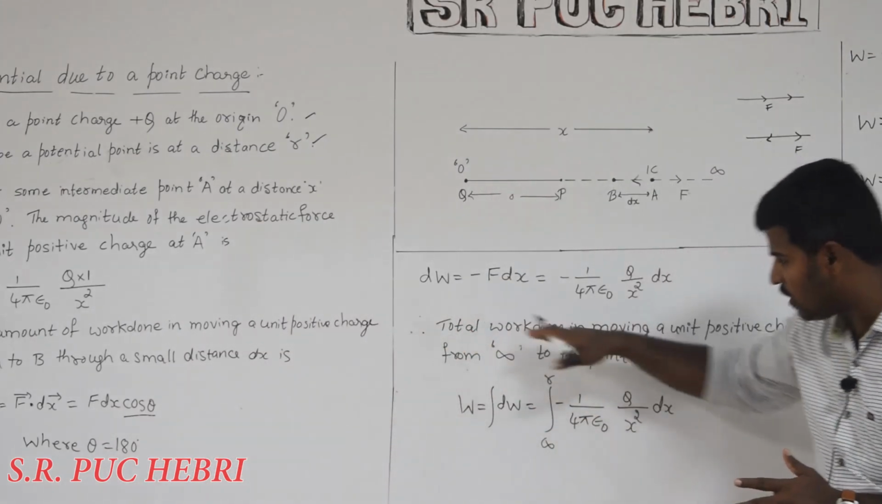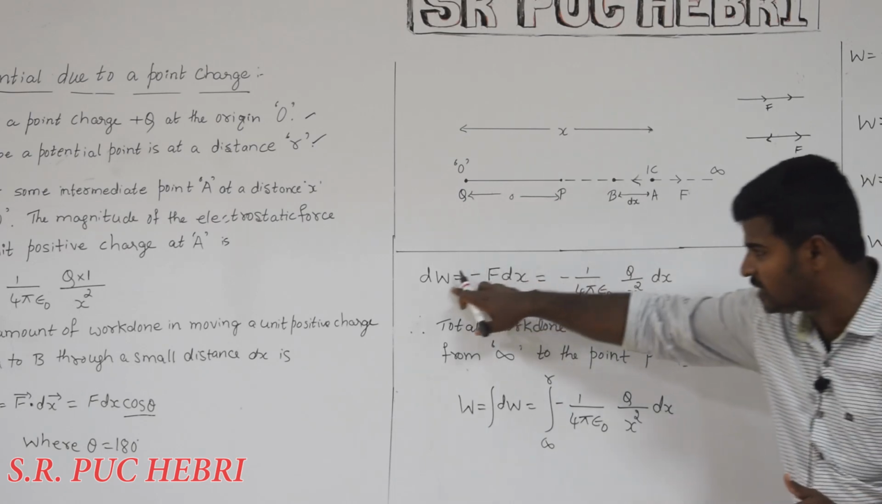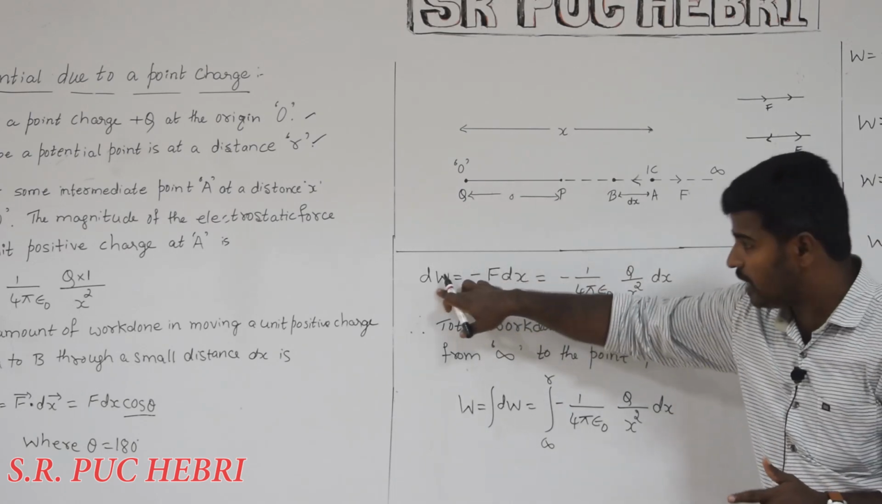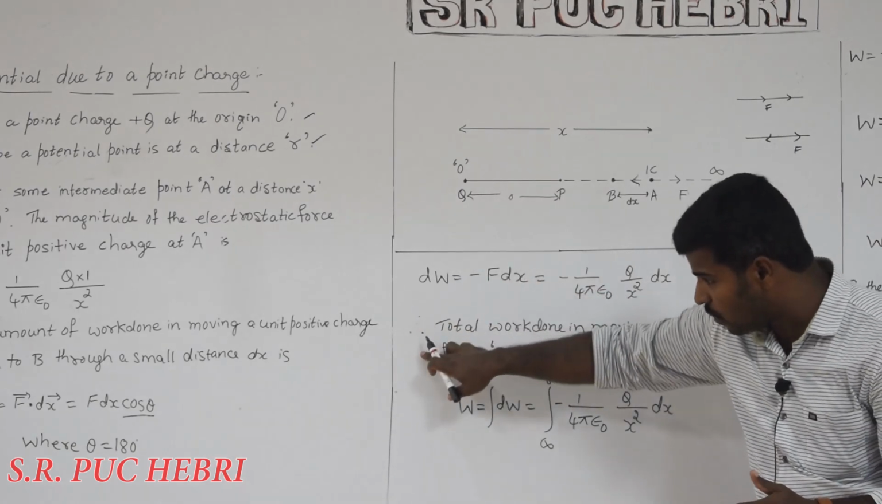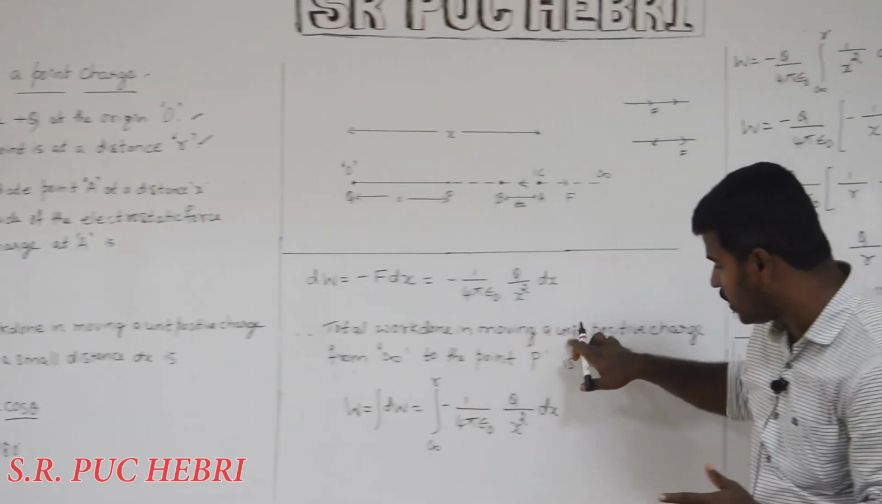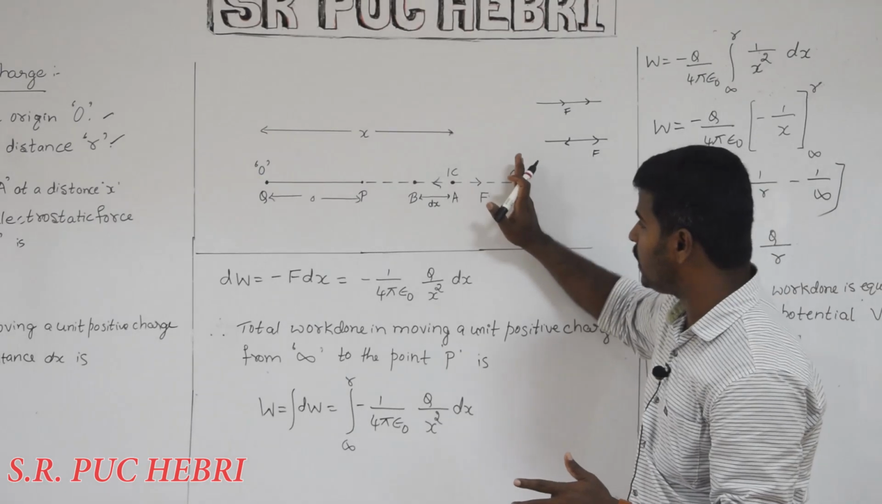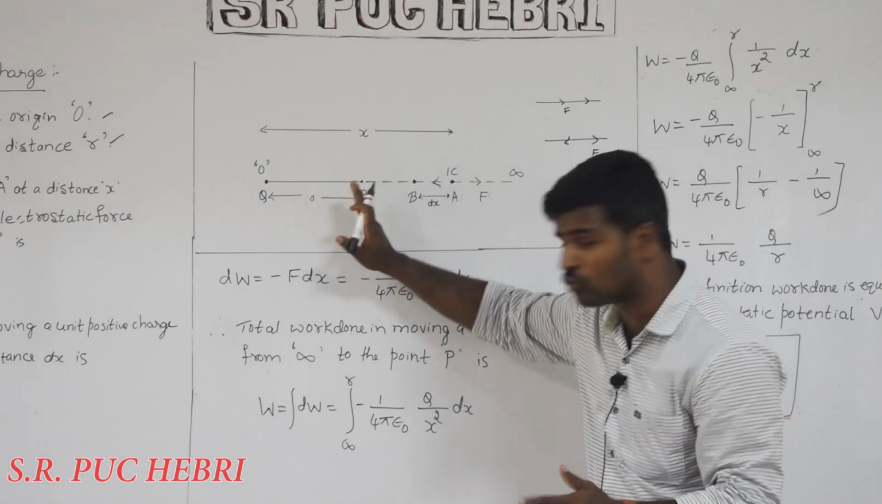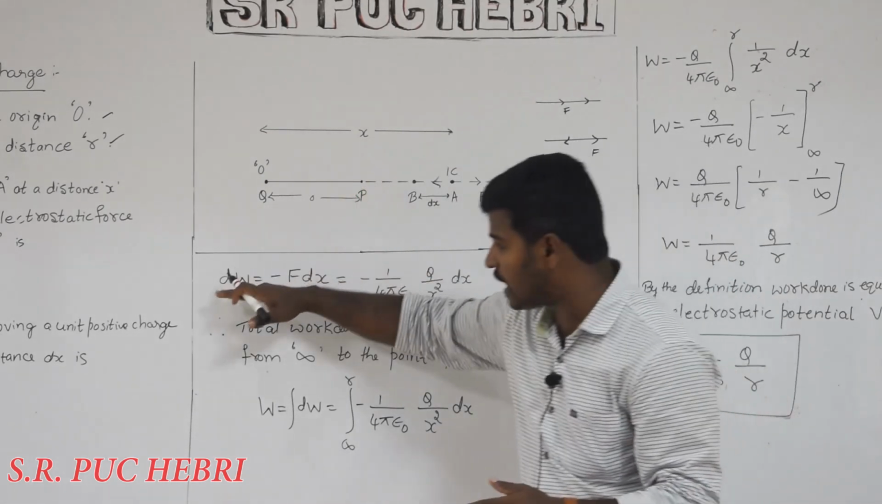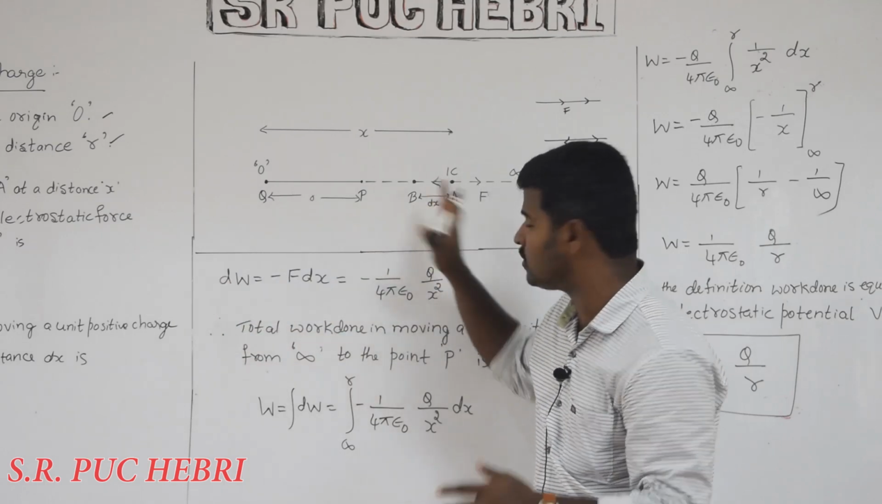Therefore the total work done in moving a unit positive charge from infinity to the point P is... Here it is a change in work done. Here we are calculating the work done between the points A and B.